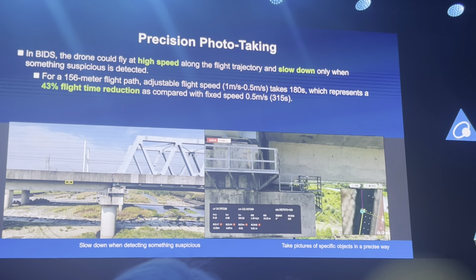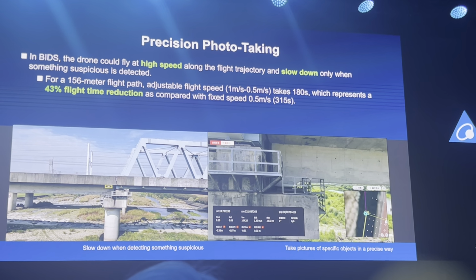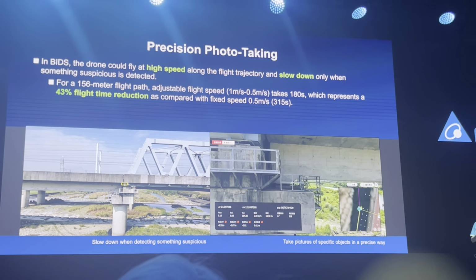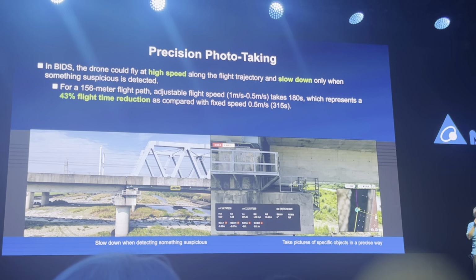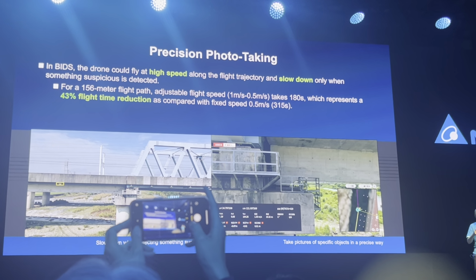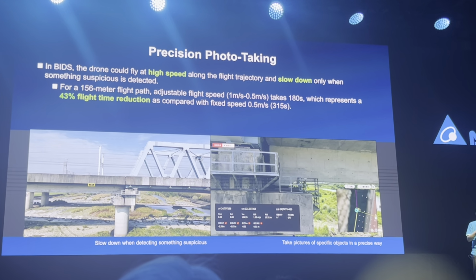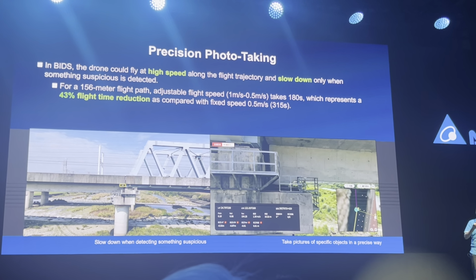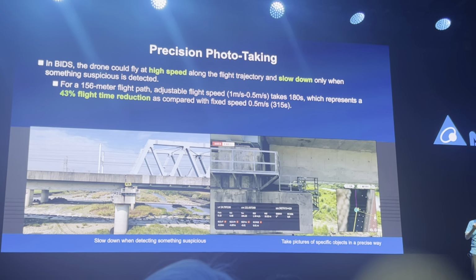So the next step, now we can fly the drone along the path. But we want the drone to fly in the following way. We want the drone to fly faster. Otherwise it won't look at everything very carefully, but it's very slow. We want it to fly faster when there's nothing going on, and we want it to slow down and pay attention when there's something going on.